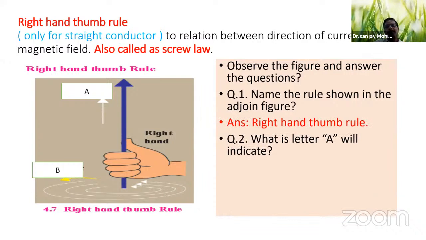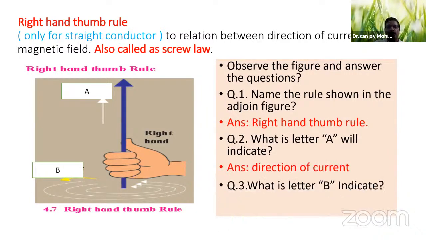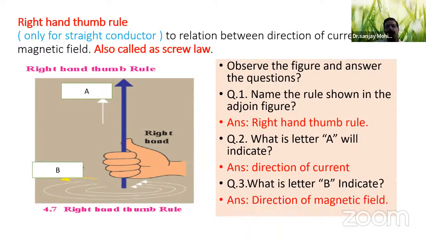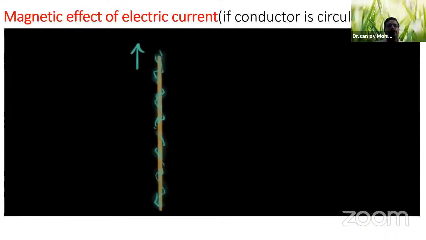What does letter A indicate? Letter A indicates the direction of current. And what does letter B indicate? Letter B indicates the direction of the magnetic field. Students are under the impression that only the right hand thumb rule is going to be asked. That is not the way, because the question paper pattern has changed and we now deal with an activity based question paper, and all the questions will be activity based. And when it is activity based, the asking pattern of the question is also going to change.